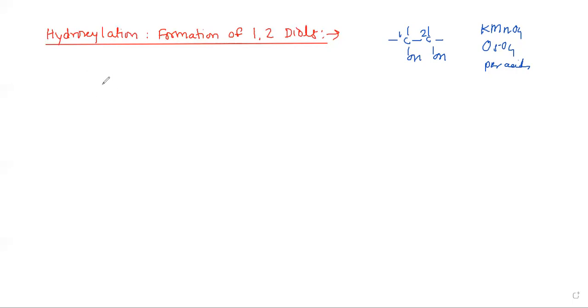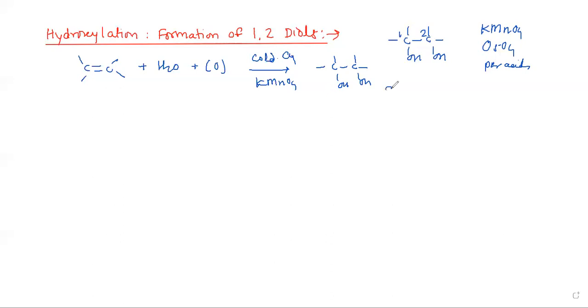Here we will write the general reaction: alkene plus water, in an oxidation reaction with aqueous KMnO4, potassium permanganate, so that we will get the 1,2-diol, which is also called the glycol.